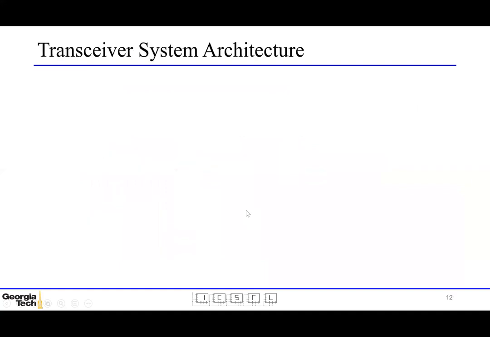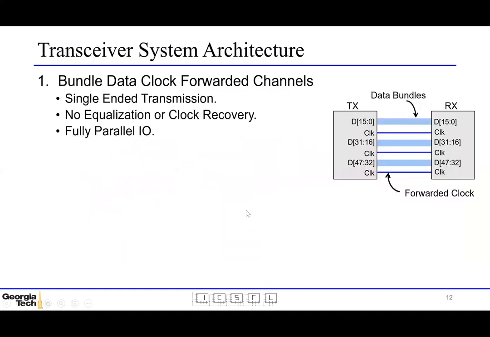Next, we see the transceiver system architecture. The first component we have is a channel. Here, we use bundled data clock forwarded channels. Each coplanar microstrip line acts as a channel. To improve area utilization, we propose single-ended transmission, which uses half the number of links as opposed to differential signaling. Also, to provide energy efficiency, we eliminate any equalization or clock recovery by forwarding the clocks. Thus, for a bundle of every 8 to 16 data signals, we have one forwarded reference generated clock.